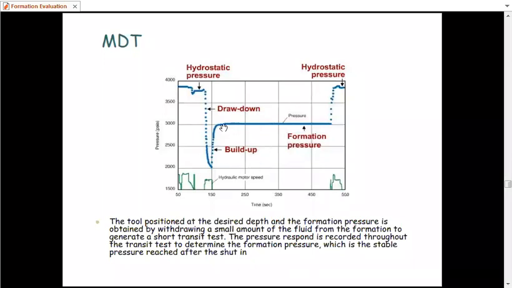This is an example of one test regarding the time and the recorded pressure. Starting from the hydrostatic pressure and the drawdown process, the pressure is allowed to build up to a certain value, and after some time this value becomes constant. This is an indication of formation pressure, and after that you reach another value of hydrostatic pressure.